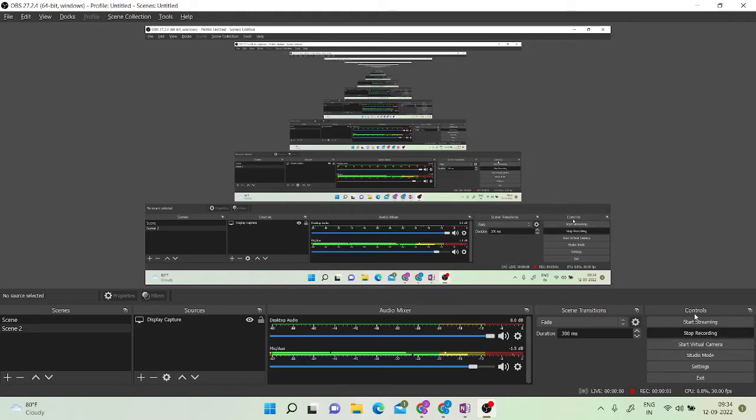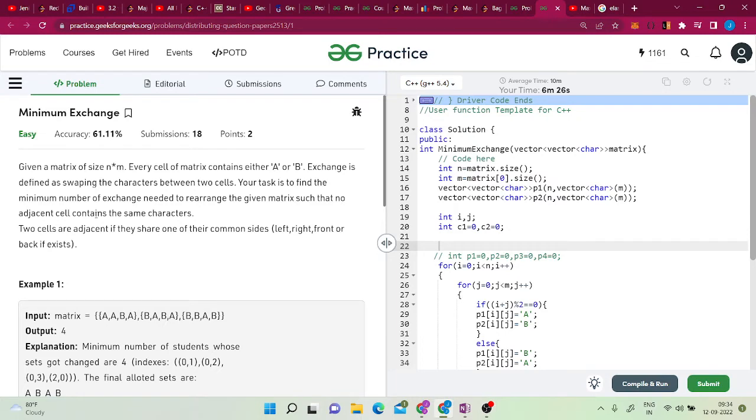Hello friends, in today's video let's solve the GeeksforGeeks problem of the day, which is Minimum Exchange. We are given a matrix of size n cross m, and every cell of the matrix contains either A or B, and an exchange is defined as swapping of characters between two cells. Our task is to find the minimum number of exchanges needed to rearrange the given matrix such that no adjacent cell contains the same character. Two cells are adjacent if they share a common side.